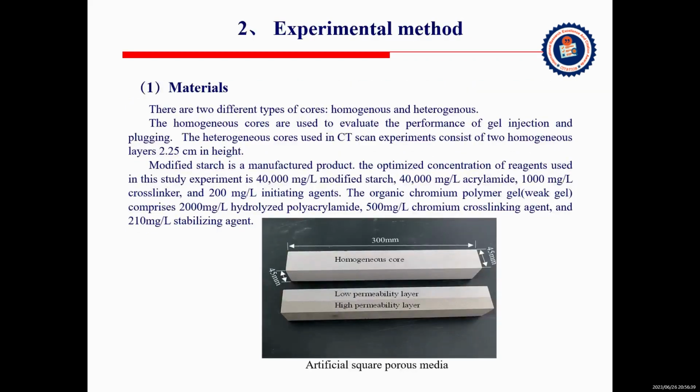For the materials, in our experimental method we have two different types of cores. The first one is homogeneous, and the second one is heterogeneous. The homogeneous core is used to evaluate the performance of the gel injection and plugging. The heterogeneous core used in the CT scan experiment consists of two homogeneous layers. Each layer is about 2.25 cm in height. The modified starch is a manufactured product.